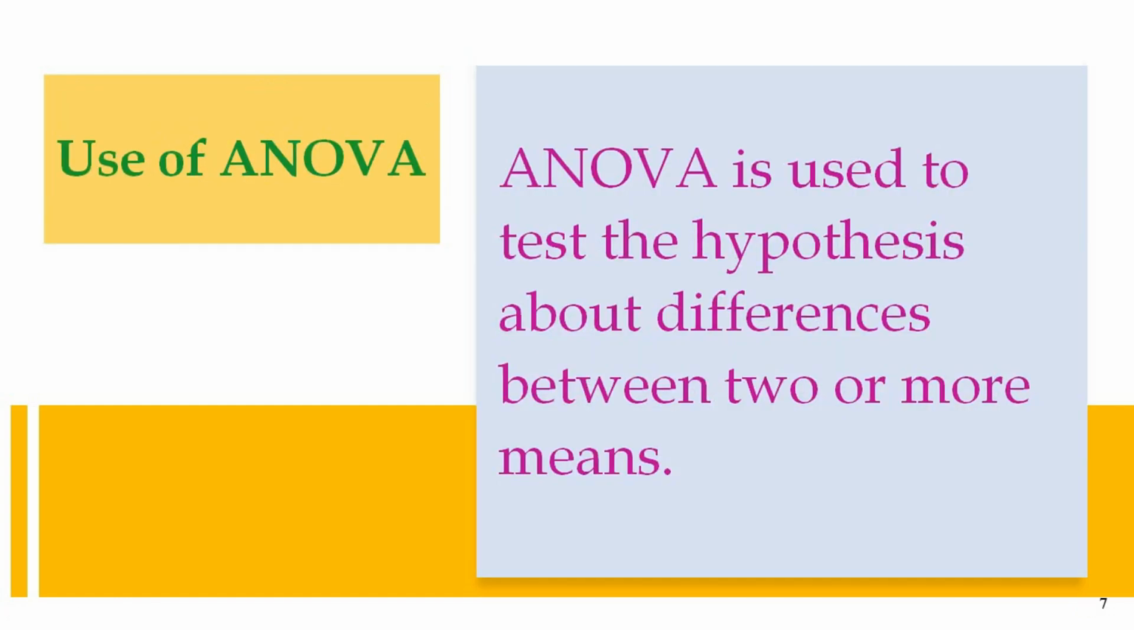Next, use of ANOVA. ANOVA is used to test the hypothesis about differences between two or more means. The ANOVA test is a statistical significance test that is used to check whether the null hypothesis can be rejected or not during hypothesis testing. What the null hypothesis is, I am going to explain later. An ANOVA test can be either one way or two way depending upon the number of independent variables. So this is the use of ANOVA.